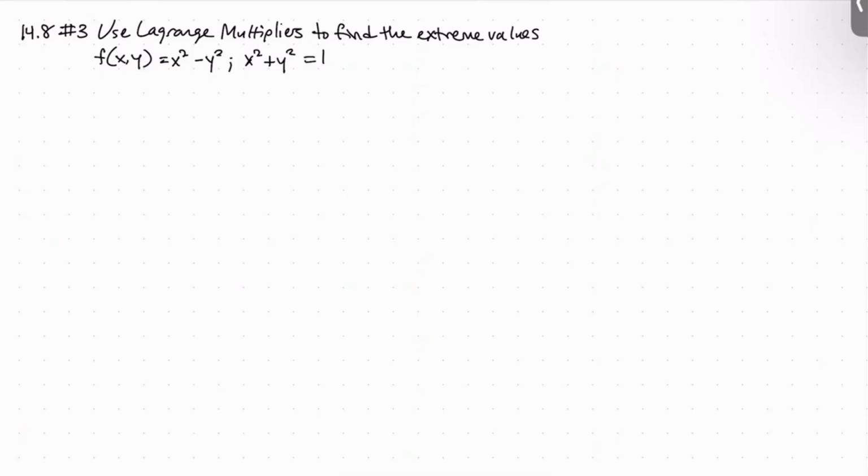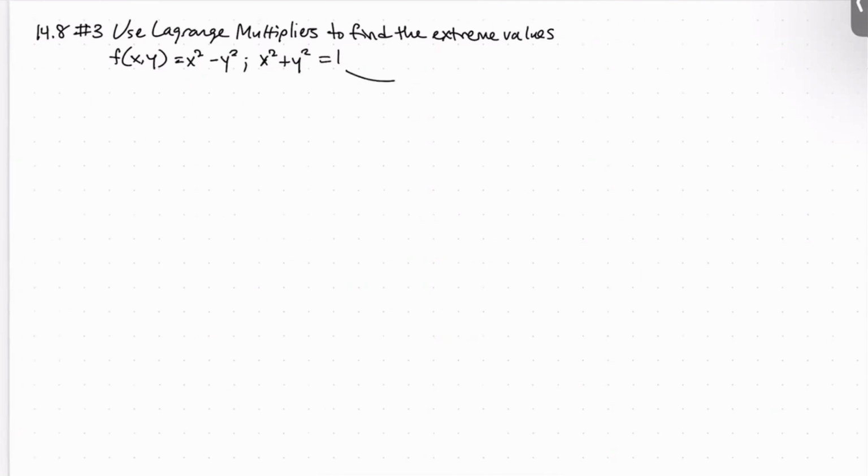We're going to talk about how to do Lagrange multipliers. So as we can see, the question asks us to use Lagrange multipliers to find the extreme values of this function f that's defined as x squared minus y squared, and it's subject to this constraint x squared plus y squared equals 1. And we can think of that as some function g of x, y, and setting that equal to 1 is going to be a level curve of g.